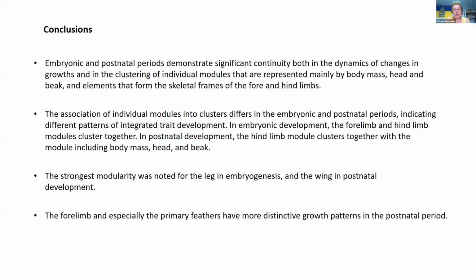In conclusion, embryonic and postnatal periods demonstrate significant continuity both in the dynamics of change in growth and in the clustering of individual modules. The association of individual modules into clusters differs in embryonic and postnatal periods, indicating different patterns of integrated trait development. In embryonic development, the forelimb and hind limb modules clustered together. In postnatal development, the hind limb module clusters together with the module including body mass, head, and beak.